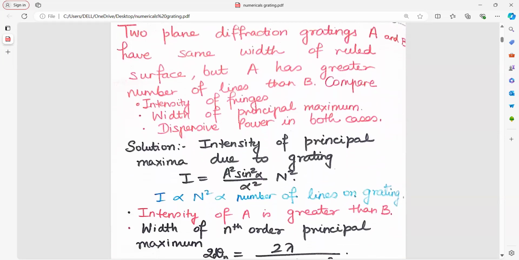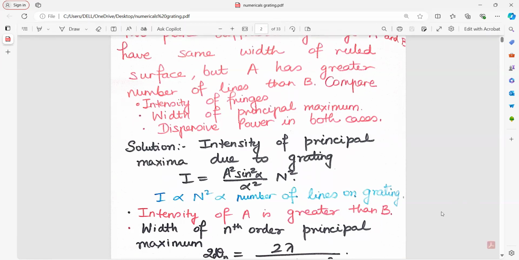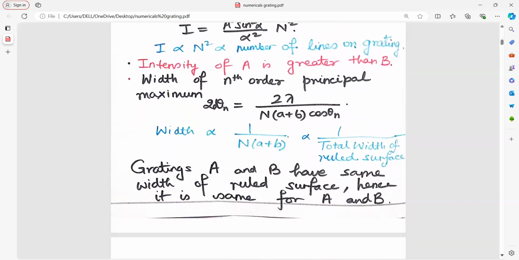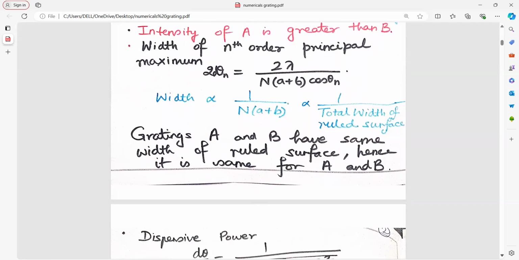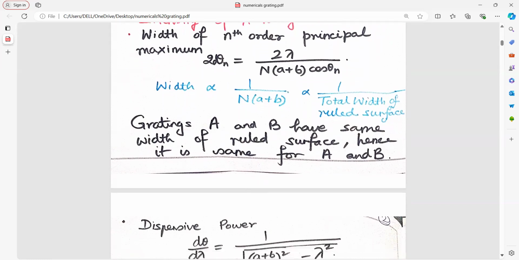Two plane diffraction gratings are having the same width, but A has a large number of lines compared to B. Now you have to find the intensity of the fringes. See, the intensity is directly proportional to the total number of lines on the grating square. So intensity of A is greater than B. But width of nth order maxima is given by 2 lambda upon n into (a plus b), so it is inversely proportional to total width of the ruling surface. Since gratings A and B have the same width of ruled surface, hence it is the same for A and B.